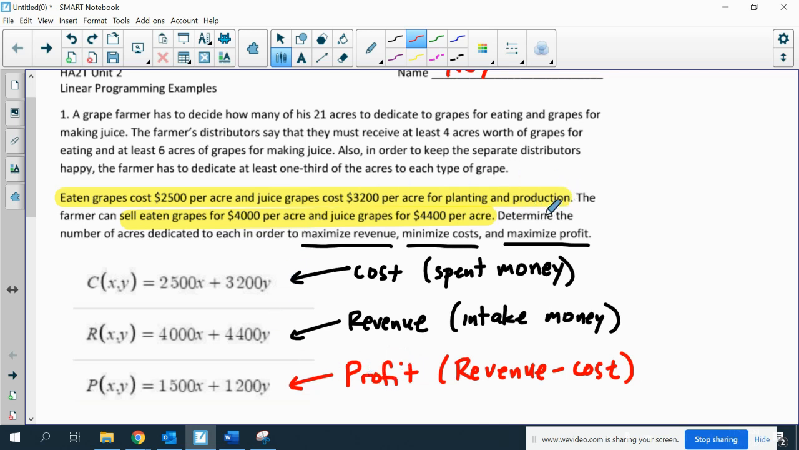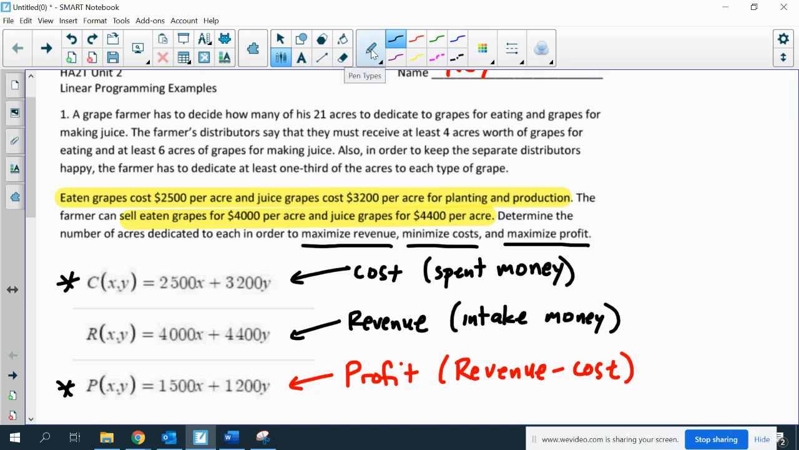So we have to determine the number of acres dedicated to each in order to maximize revenue, minimize cost, and maximize profit. And there may be benefits to each scenario based on what is going on in the farmer's life. It may be best to minimize costs if he doesn't have a lot of money up front to spend into his farm so that he doesn't go into debt. But it may be best to maximize profit if he has more money that he can put in. So those are different potential things.